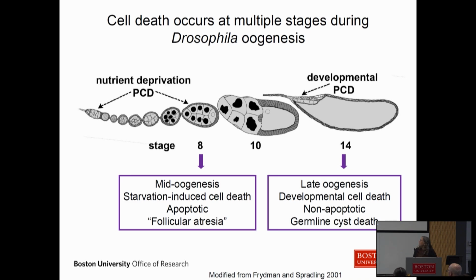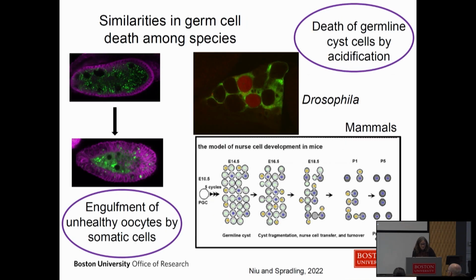Later on, as development proceeds, there's a subset of cells, the ones with the big black nuclei there, that will undergo a developmental programmed cell death. So these cells always die for every egg that is made. And this cell death is non-apoptotic. It was very mysterious for a number of years, and we've spent a lot of time trying to understand how this cell death occurs. So these are some of our microscopy images showing you what this cell death looks like.